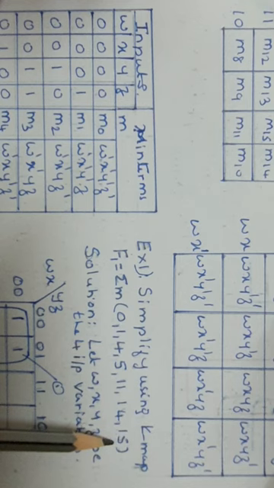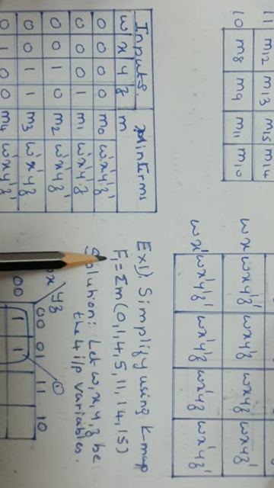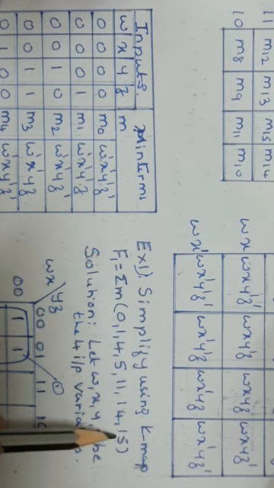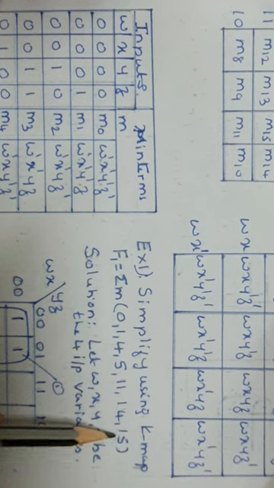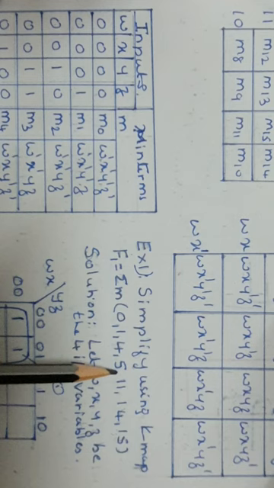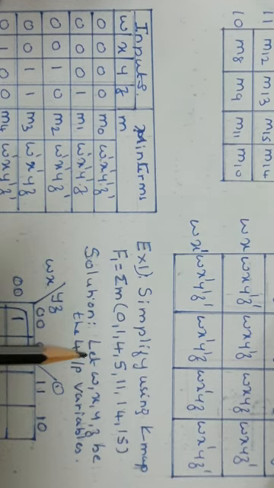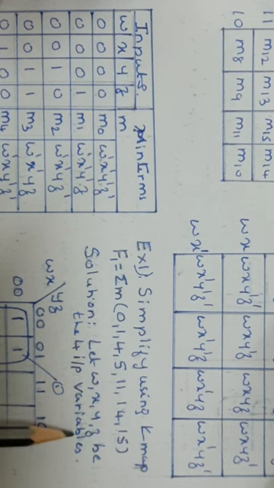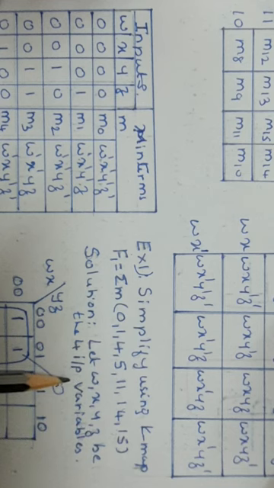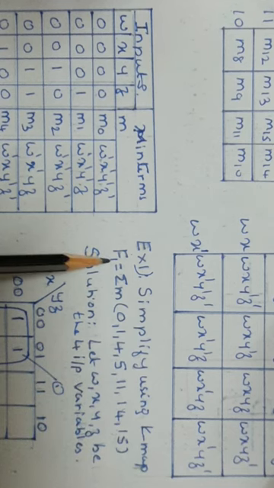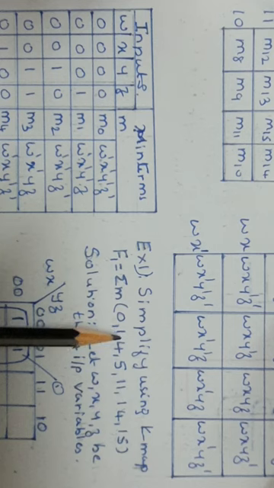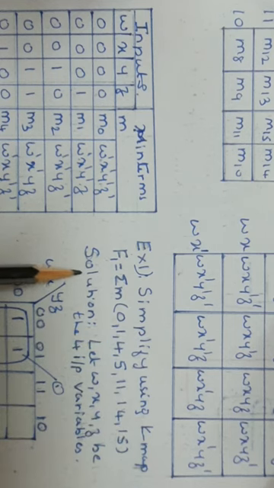How many variables does this expression have? The number of variables is not given, so we have to identify it. 15 is the maximum minterm here, and to express 15 in binary, 4 bits are required. Hence it is a 4 variable expression. To simplify this, the solution is as follows. Let W, X, Y, Z be the 4 input variables; we can take A, B, C, D also. First we must write what input variables we are taking, or if given in the expression, we consider whatever they have given.